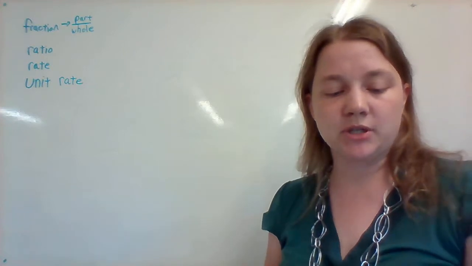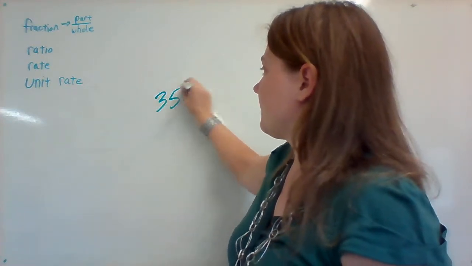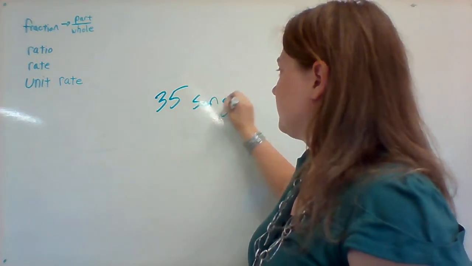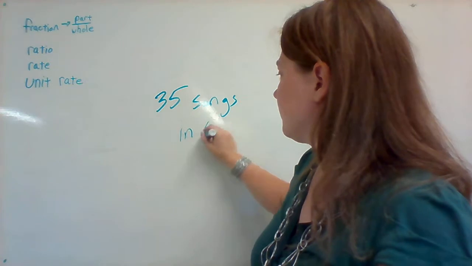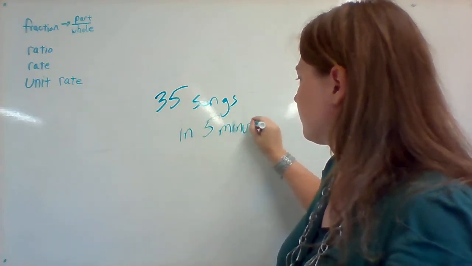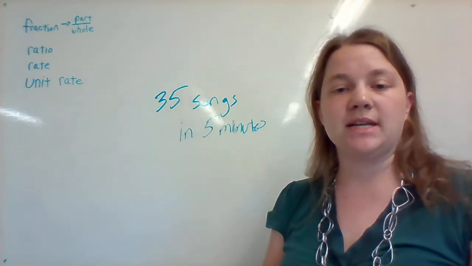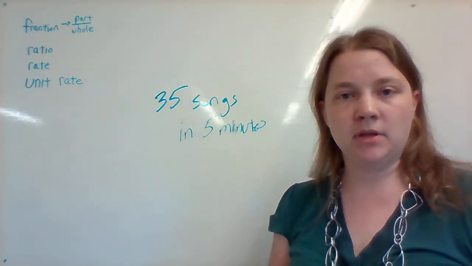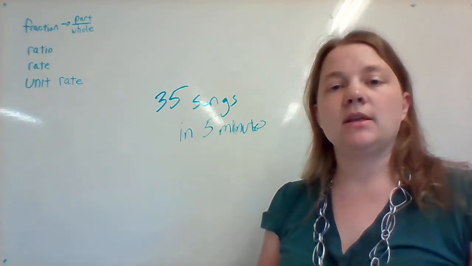But the first question is, if Anna can download 35 songs in 5 minutes, how many songs does she download per minute? So go ahead, and this is going to be one of the questions that you solve and explain in the form.